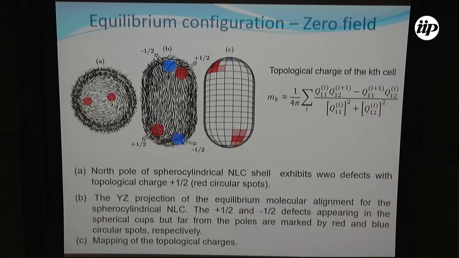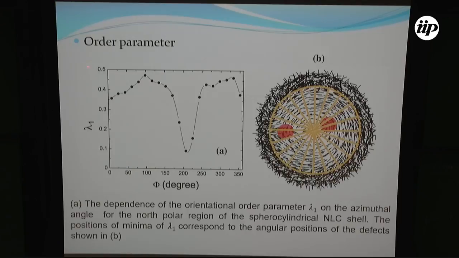Yes, I will show the next slide. So we compute the order parameter here, and here we can see if you slice this north pole in 18 parts, you can see the order parameter has a minimum in these angular positions, indicating that we have literally 2 plus 1/2 in the north pole.